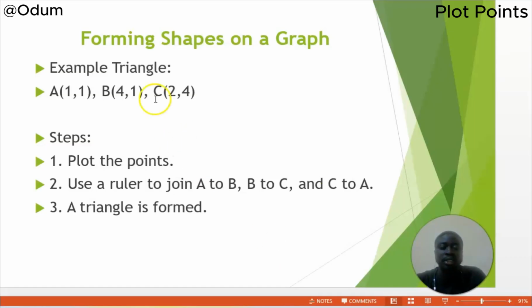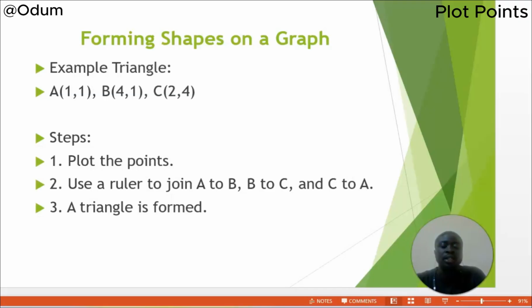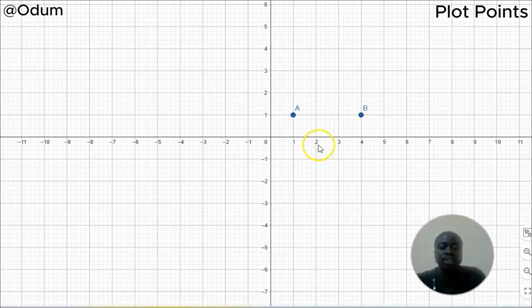Then our next point is what? 4, 1. So we have 4 here, we have our 1 here. So the point will be here. So A is 1, 1. B is 4, 1. Then go to our next point. Our next point is 2, 4. This is our 2, and this is our 4. So the point will be here. So we have formed our 3 points.